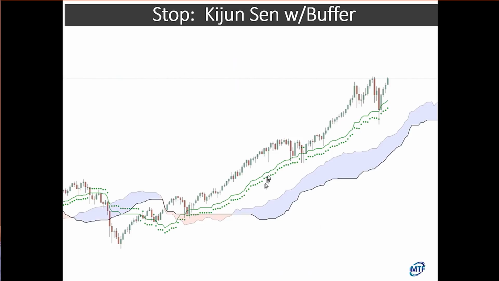What do I mean by that? So there's a buffer below. If this is a bullish trend, or price is above the green line, this is a bullish trend. So what we're going to do is subtract the buffer off that green line and use it for our initial stop and trailing stop.